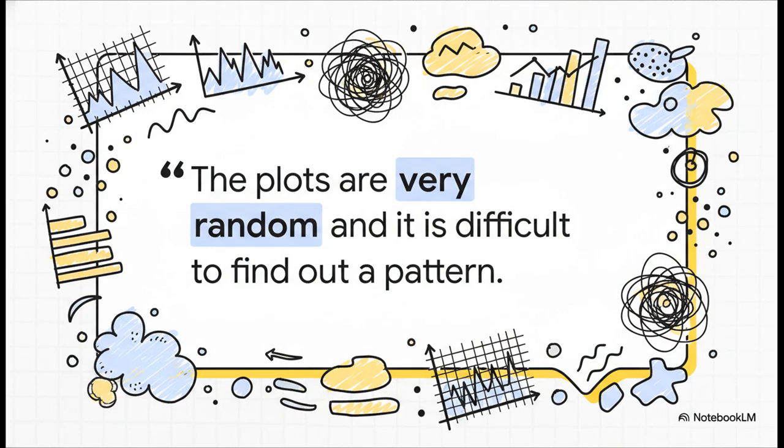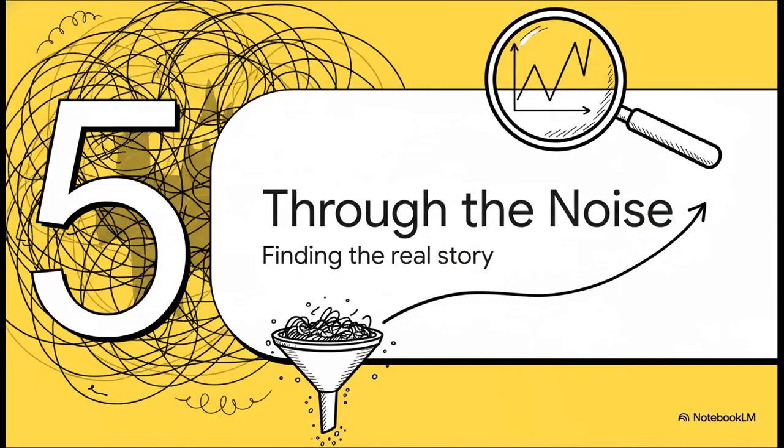And hey, it's not just us. The author of the analysis we're looking at says it perfectly. The plots are very random, and it is difficult to find out a pattern. This totally validates what we're seeing. The signal we're looking for, that true underlying sales trend, it's buried under a mountain of what data scientists call noise. So, what do we do? How does a detective see through all this chaos to find the truth?